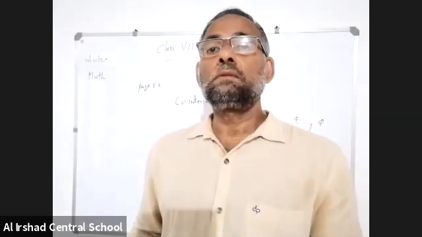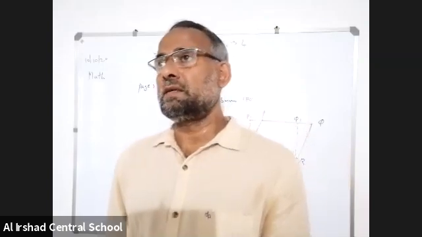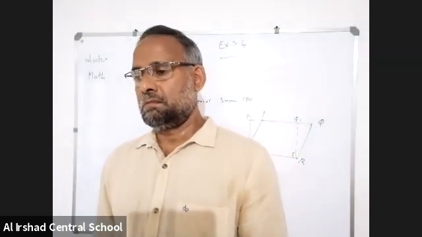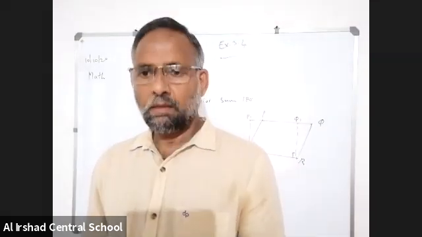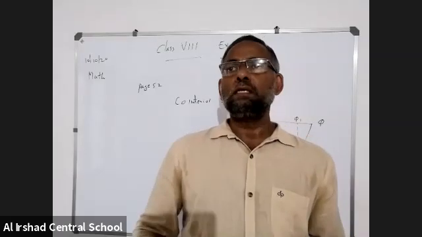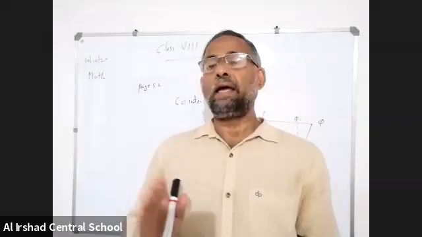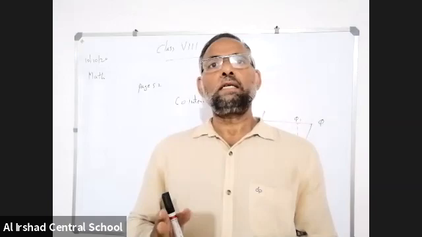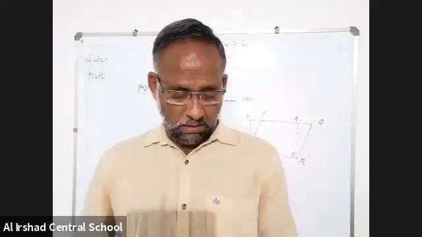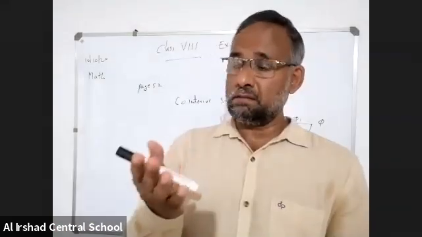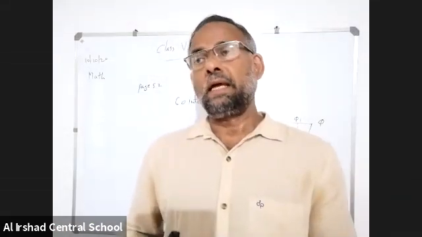A rhombus. Tell me, why is a square a rhombus? Why is it? All sides are equal. Square means all sides are equal and the angle is a right angle, 90 degrees. That means all sides are equal, that means it is a rhombus. Plus 90 degrees, that means a rectangle.